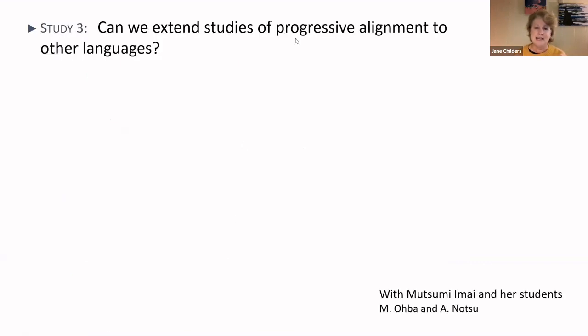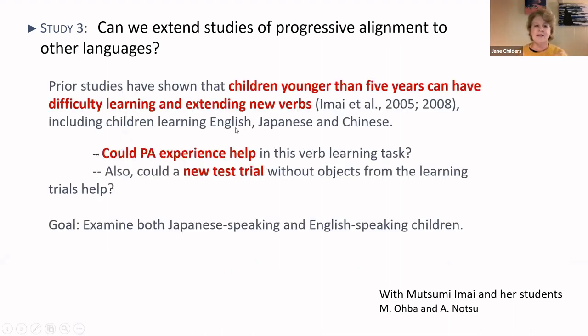So in the third study, and this is one we're doing right now with Mitsumi and her 2 students, we're asking, can we extend progressive alignment, this kind of study, to other languages? And we're working on Japanese. So Mitsumi had a couple studies that were really, really exciting.